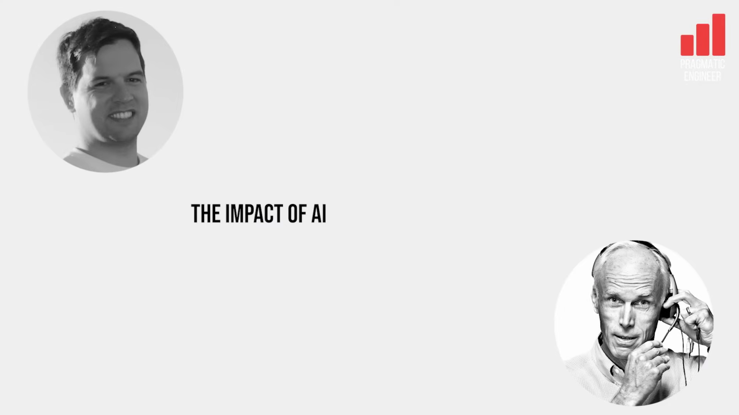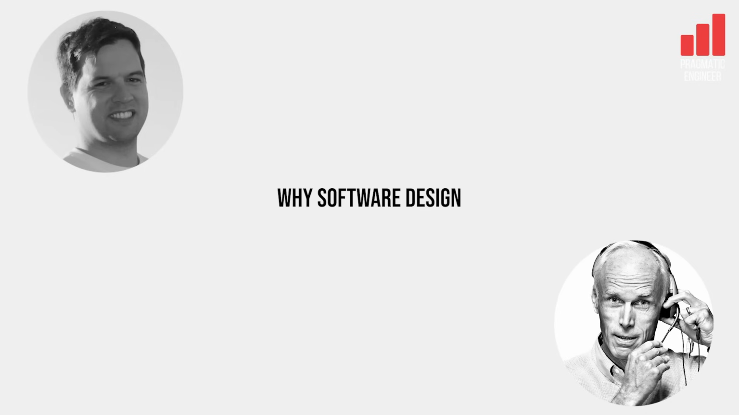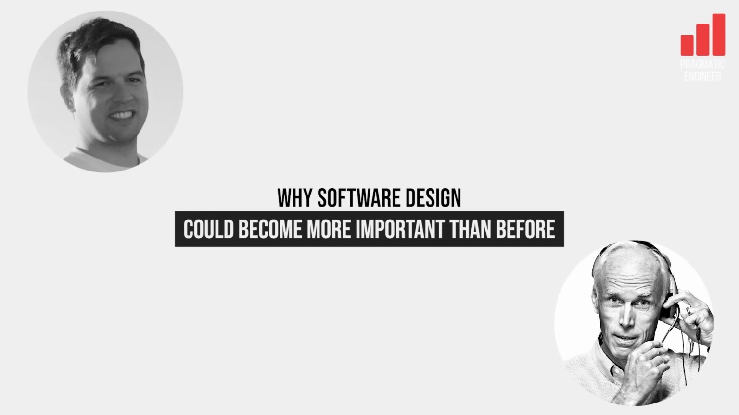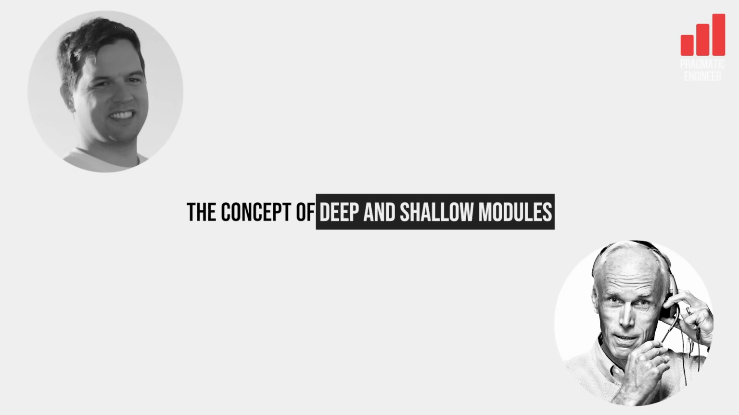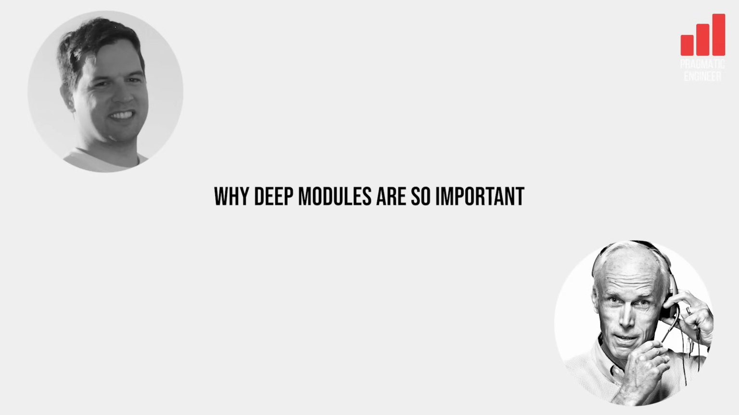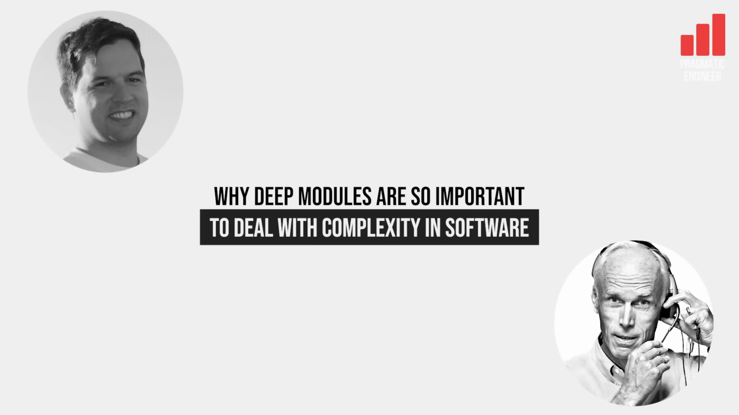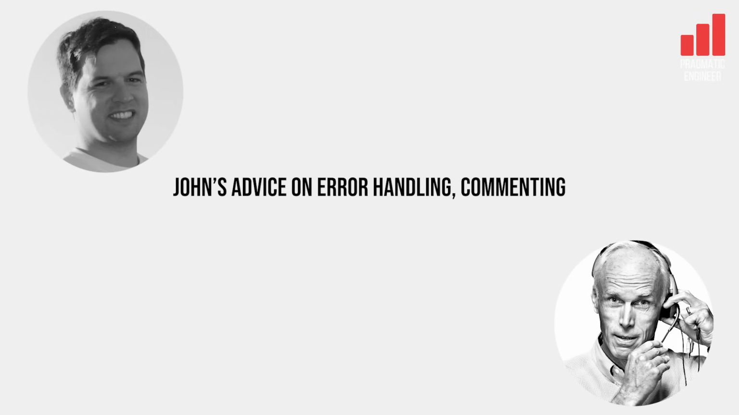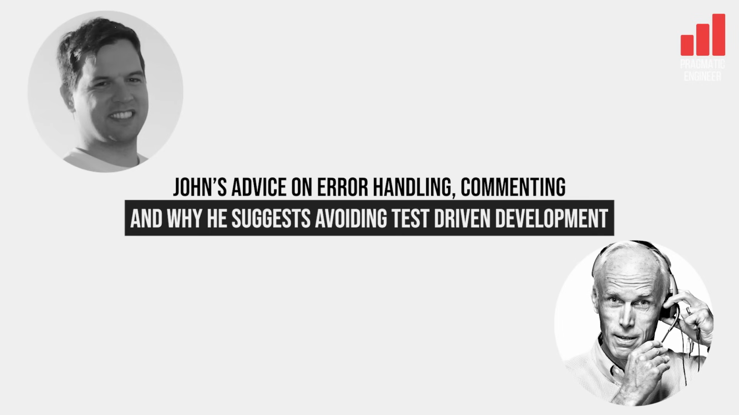In our conversation, we cover the impact of AI on software engineering and why software design could become more important than before, the concept of deep and shallow modules, and why deep modules are so important to deal with complexity in software, John's advice on error handling, commenting, and why he suggests avoiding test-driven development, and many more topics. If you're interested in practical software design tactics and strategies and want to take a step back from tactical coding, this episode is for you.